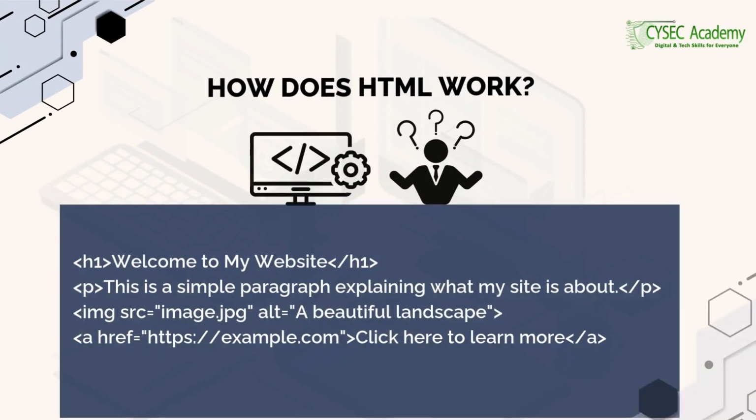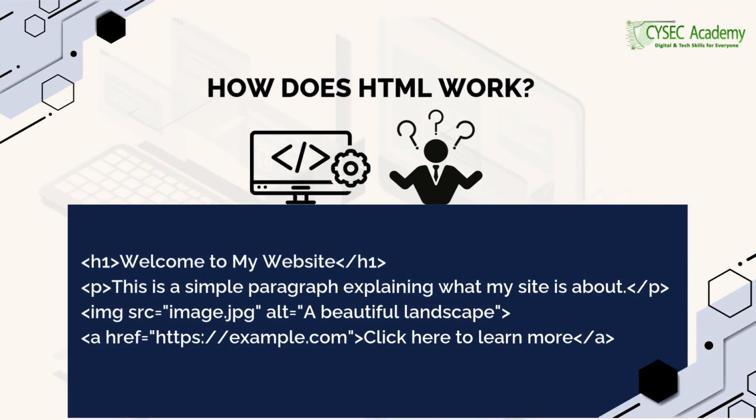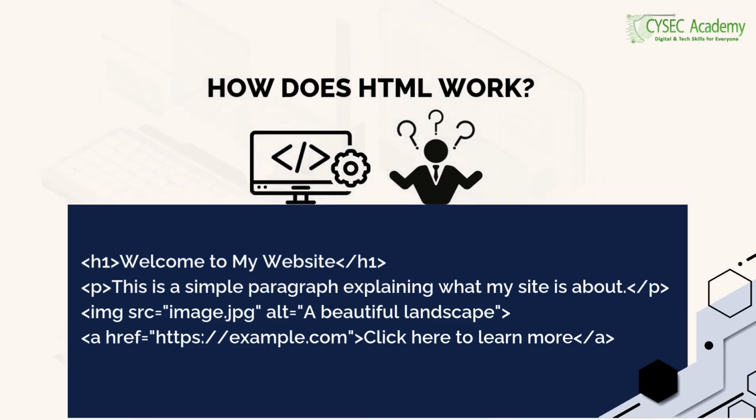How does HTML work? HTML uses tags to define elements on a web page. These tags tell the browser how to display content. For example, using the displayed code: H1 defines a heading, like a title. P defines a paragraph, for text content. IMG displays an image. A creates a clickable link to another page.